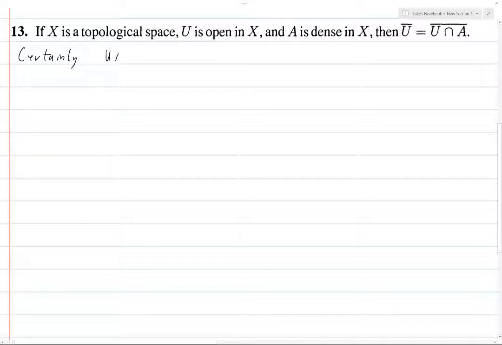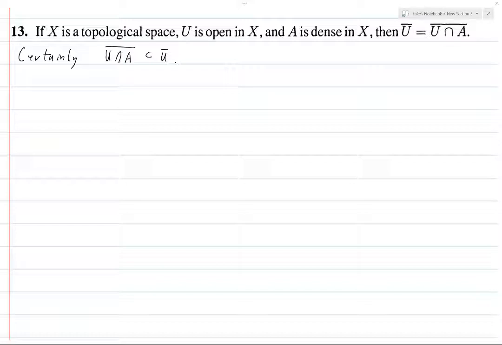Certainly the closure of U intersect A will be contained in the closure of U. And that's because, well, certainly U intersect A is going to be contained in U, and then closures obey inclusions. So if A is a subset of B, then the closure of A is a subset of the closure of B. And I don't recall if that's something that's mentioned in the textbook, but you can prove it using the fact that the union of a closure is equal to the closure of a union, so long as it's a finite union.